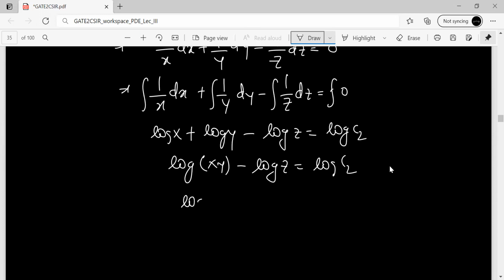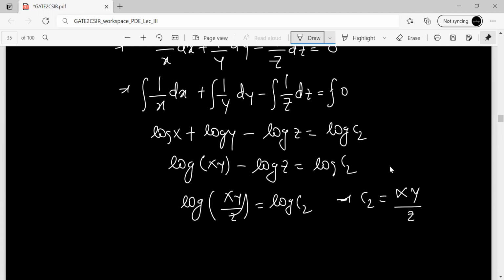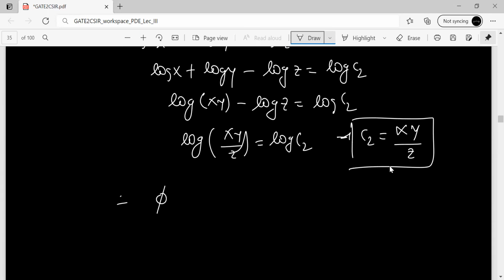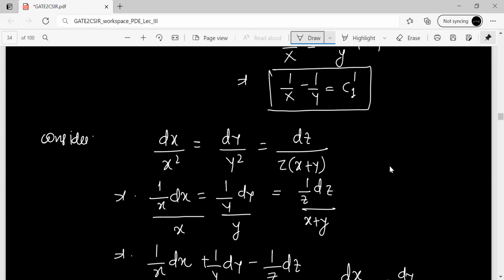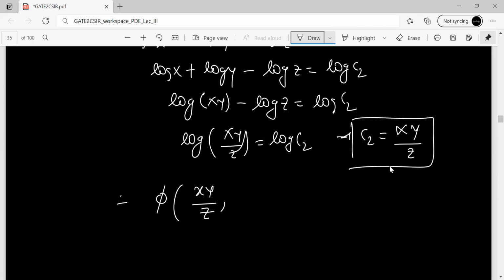So what if I do this? I do log xy over z equals log c2. So this implies c2 equal to xy upon z. Okay, so I got one function at least. So therefore, phi of xy upon z, comma, what's the first function that I've got is 1 upon x minus 1 upon y. So 1 upon x minus 1 upon y equal to 0.